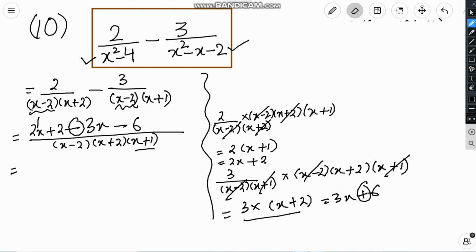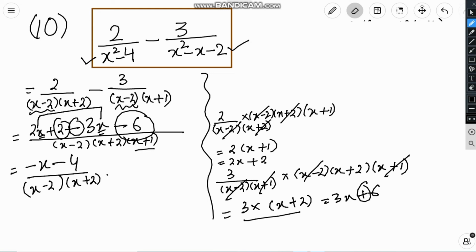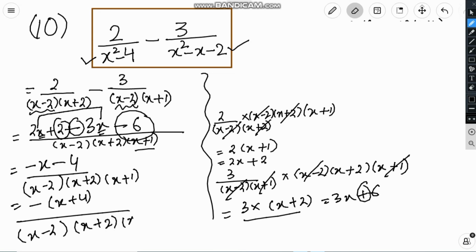So now make it simpler, as again and again I am telling you that you can only add or subtract the terms having the same power of their variable. So 2x minus 3x becomes minus x, and plus 2 and minus 6 becomes minus 4 over x minus 2, x plus 2 and x plus 1. You can also take a common factor from the numerator, here it becomes minus, x plus 4, over x minus 2, x plus 2 and x plus 1.